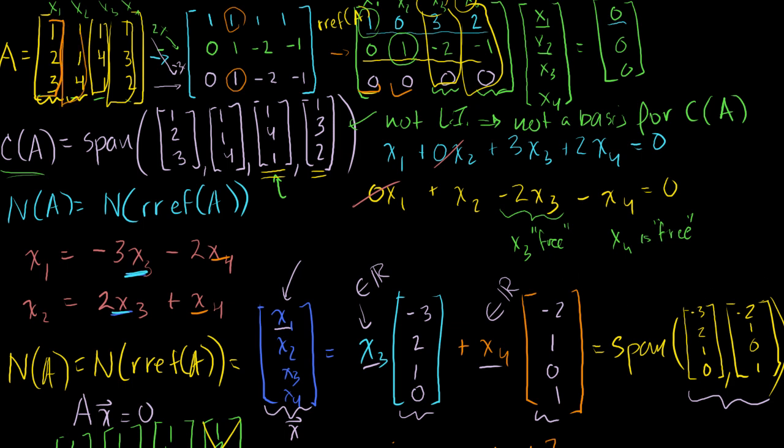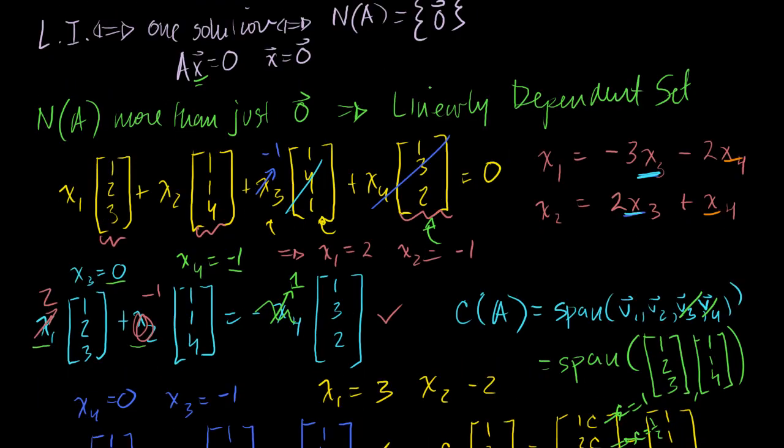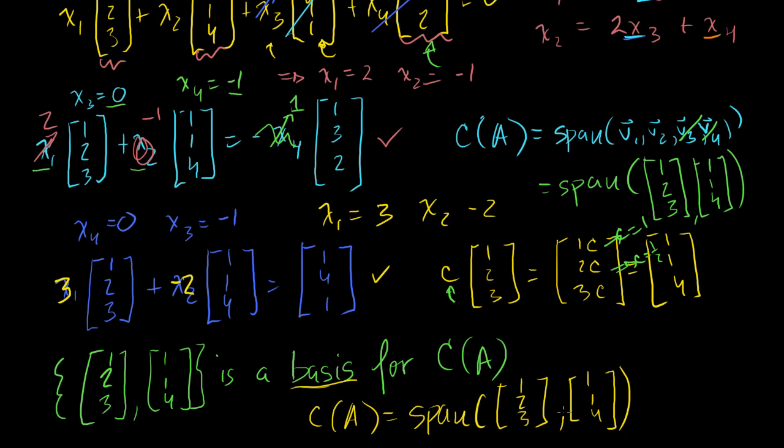And we see that. We see that all the way down here: 1, 2, 3, and 1, 1, 4. We did a lot of work, and we got all the way there. And we said this is a basis for the column space, for the column span of A.